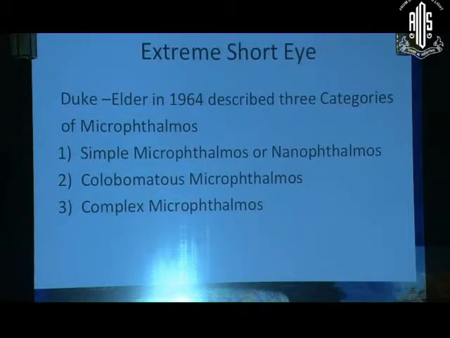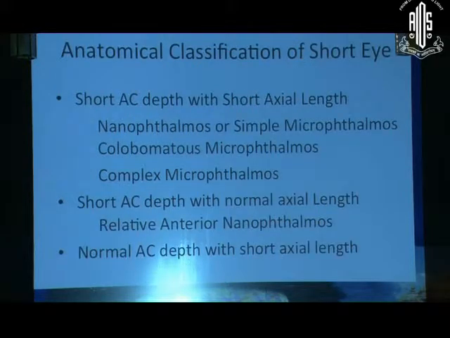If you go to the Duke-Elder classification of microphthalmos, there are three types: simple microphthalmos or nanophthalmos, colobomatous microphthalmos, and complex microphthalmos. In the anatomical classification, it is short AC with short axial length, that is nanophthalmos, colobomatous microphthalmos, and complex microphthalmos. Another category is short AC with normal axial length.